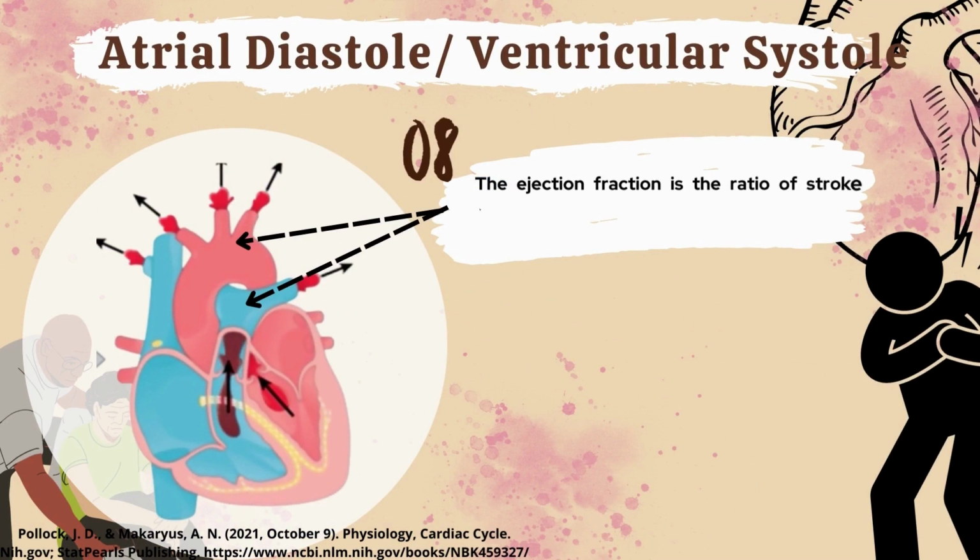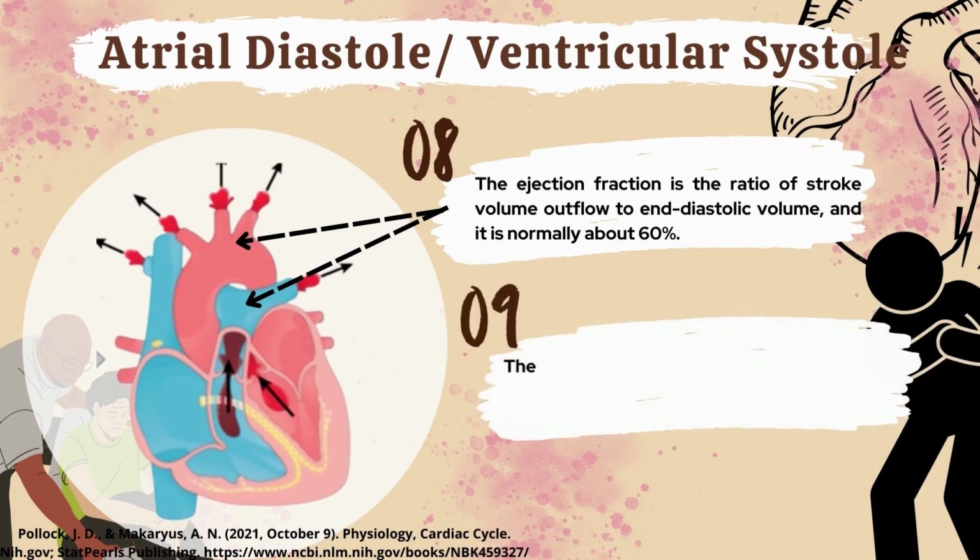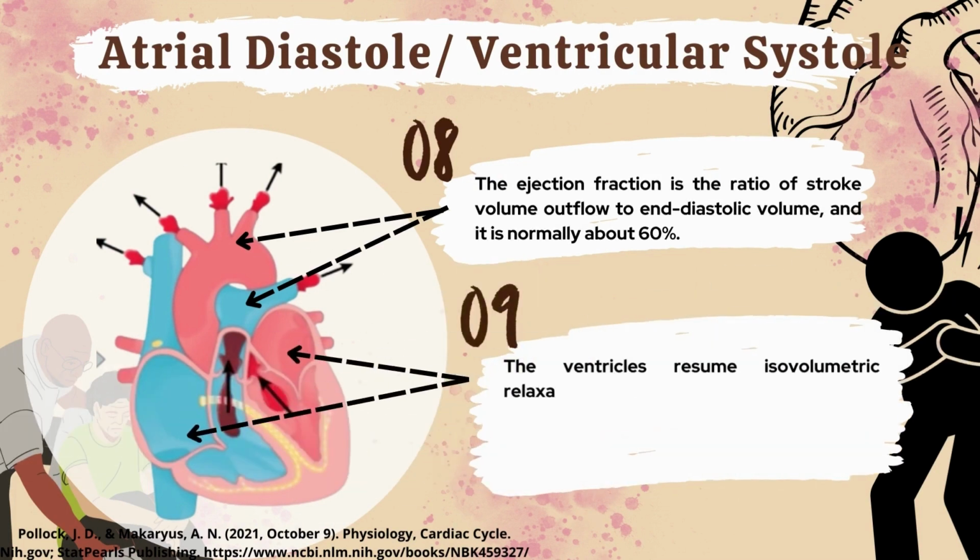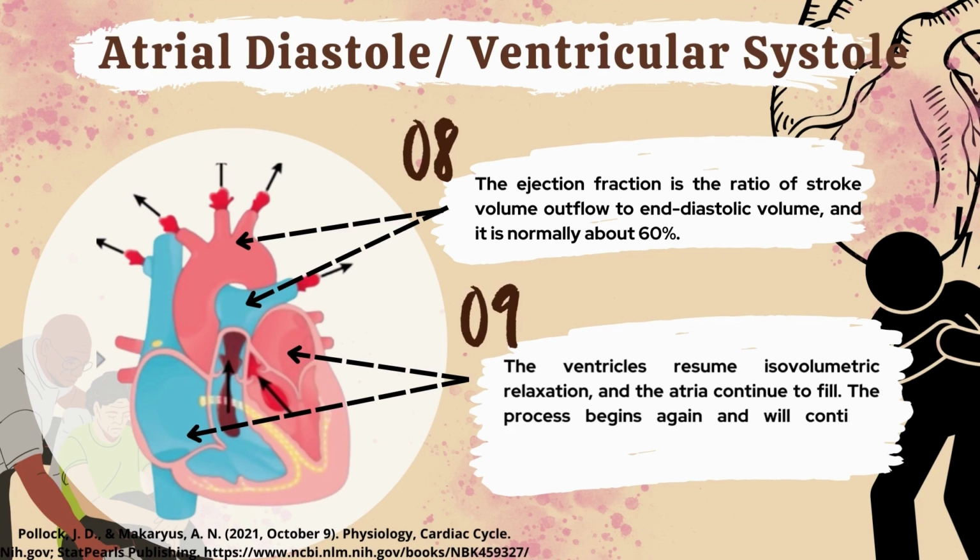The ejection fraction is the ratio of stroke volume outflow to the end diastolic volume, and it is normally about 60%. The ventricles resume isovolumetric relaxation and the atria continue to fill. The process begins again and will continue indefinitely as long as the individual is alive.